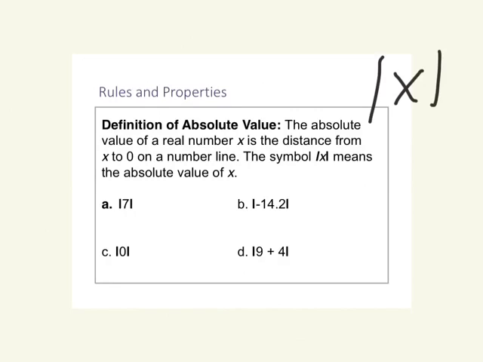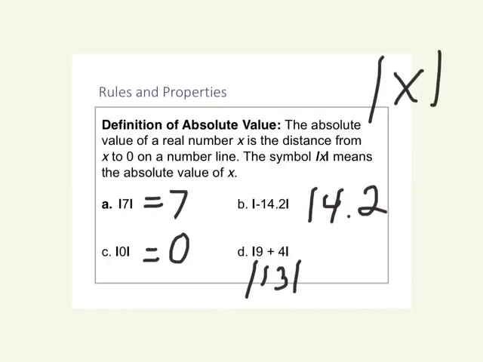So in this case, the absolute value of 7. Well, how far apart is 7 from 0 on a number line? It's 7 units. So the absolute value of 7 is 7. Now, what's the absolute value of a negative 14.2? Well, negative 14.2 is 14.2 away from 0. The absolute value of 0 is 0, because it's 0 distance away from 0. And then the letter D, we'd have to add inside first. So we have the absolute value of 13, and 13 is 13 units away from 0.